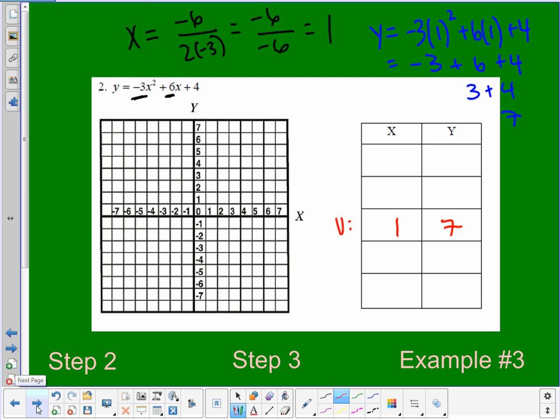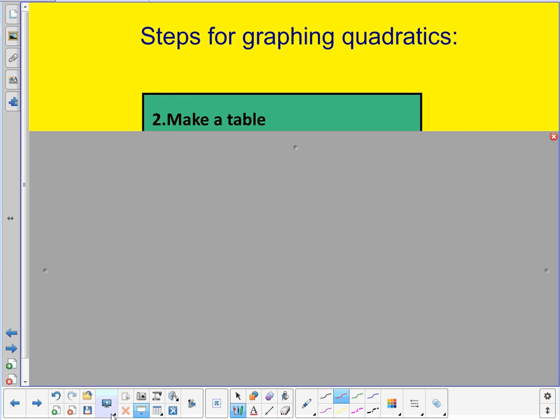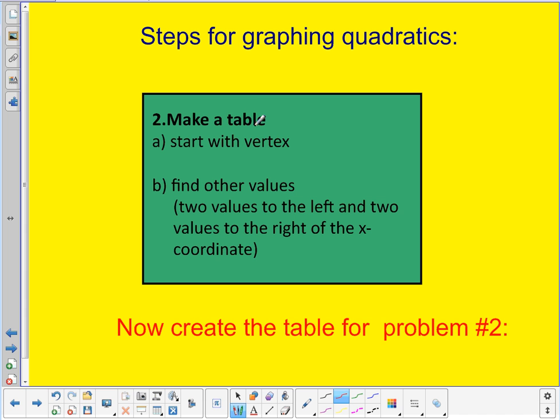Okay, so now let's go on to the next thing. So now we've got the vertex. The next thing we have to do is we have to make a table. And by making a table, we start with the vertex in the middle, like I had already put on that table there. So I put my vertex in the middle. Then I need to go 2 x values to the left of the coordinate plane and 2 x values to the right on the coordinate plane. So it's kind of like counting 2 backwards and 2 forwards. And then I fill in the y values for all of those.